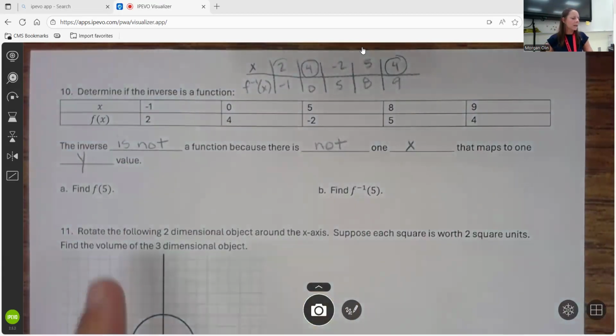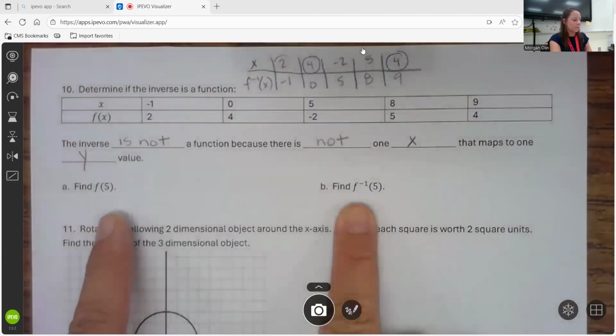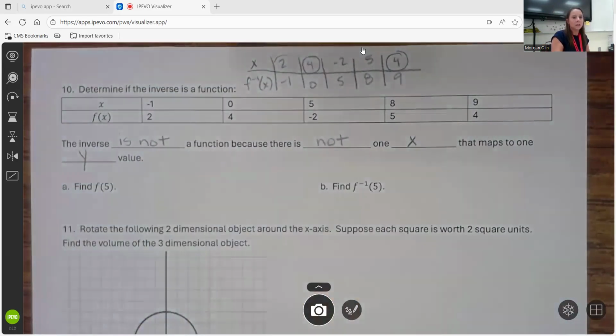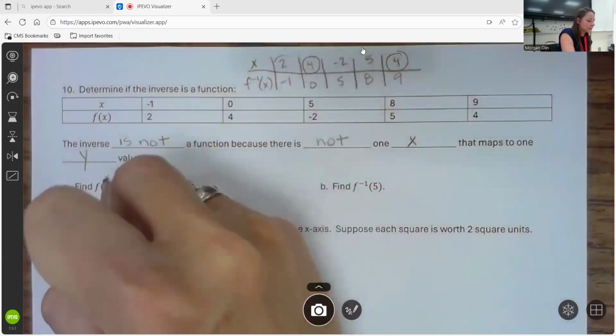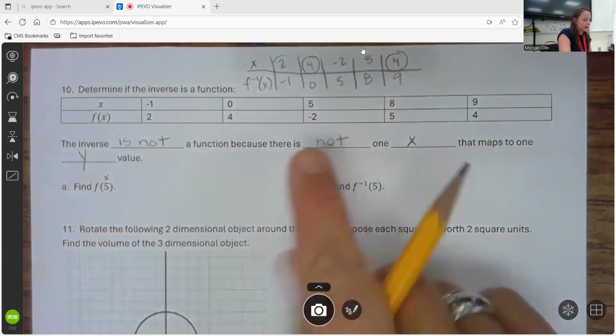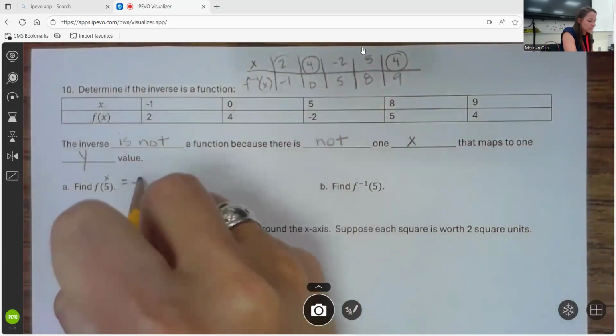All right. And here, these questions are also off of it as well. So f of 5. Here, when we're talking about f or g, and it's just this number right here, this is the x value. So here, x at 5 is -2. So that comes out to be -2.